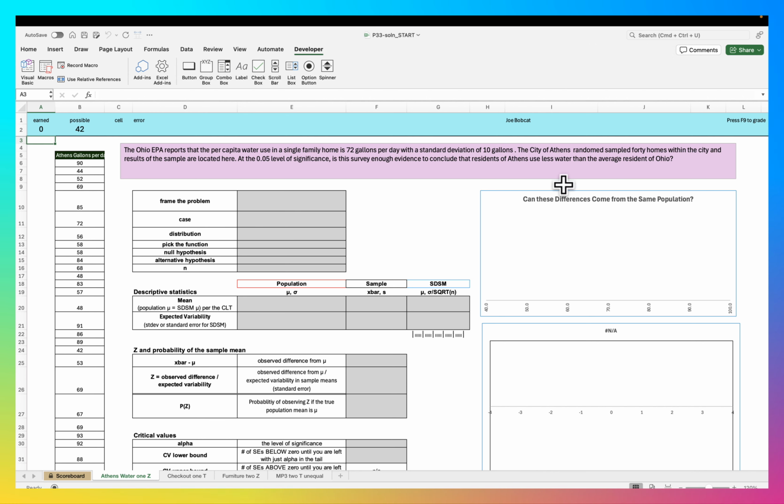So we have 4 tabs here. Each one is a different type of hypothesis test, and we're going to start out with one called Athens Water 1Z, where that means one sample Z test.